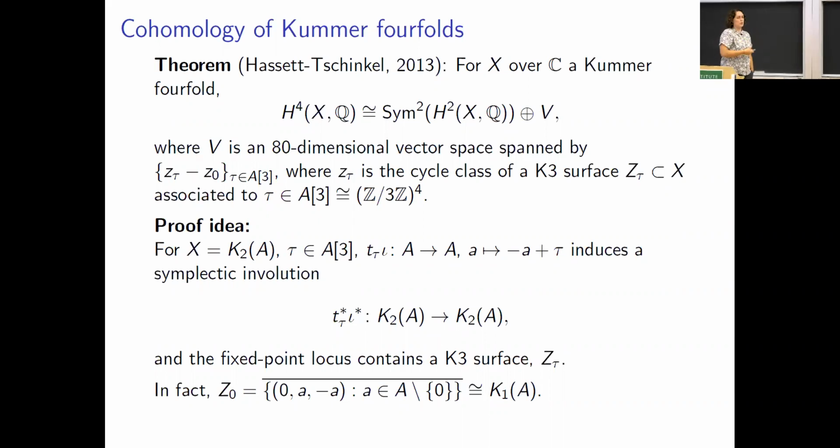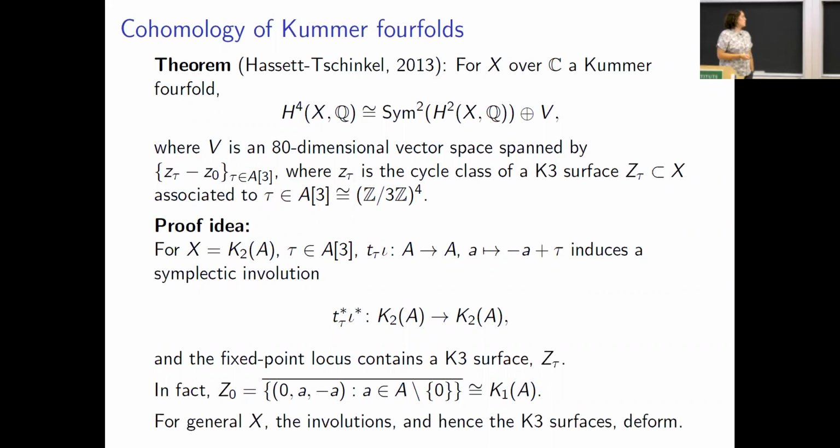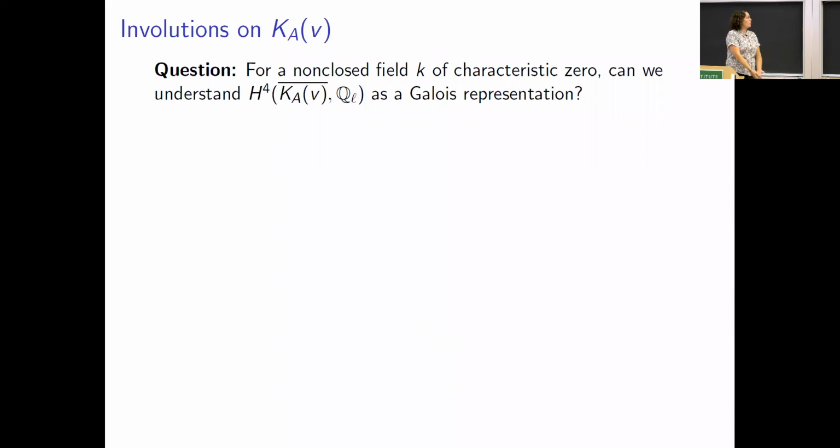And so to get at these other Kummer fourfolds, Hassett and Tschinkel use deformation theory. They show that these involutions, and hence the fixed point loci, also deform. So that's the story for complex Kummer fourfolds. And so the natural question is, if I'm working over a non-closed field, I can look at the cohomology. This time I'll look at étale cohomology. But because I have a Galois action on the Kummer fourfold, I get an induced action on the cohomology. And so can we understand this cohomology as a Galois representation?